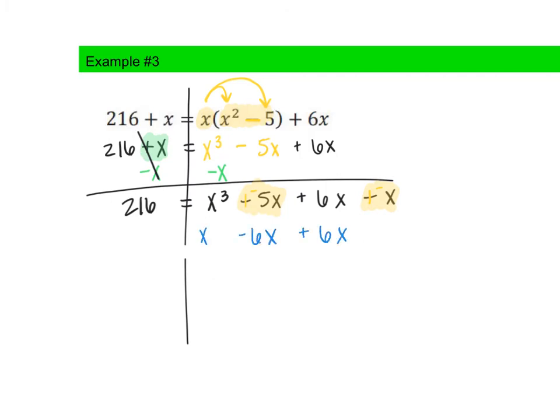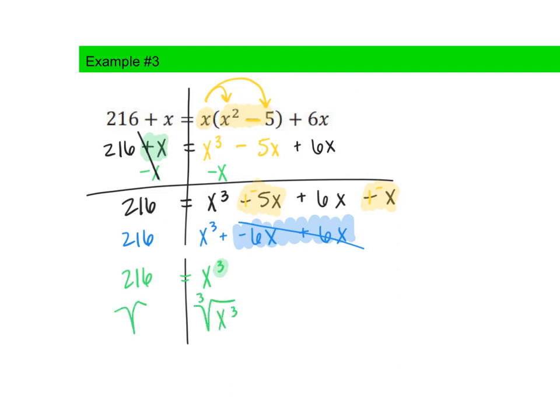And I keep everything else the same. Okay, from there I'm going to combine my negative 6x's with my positive 6x's, and they just cancel out. They'll literally get rid of each other. So I'm left with the problem 216 equals x cubed. To get that x completely by itself, I have to take the cubed root.